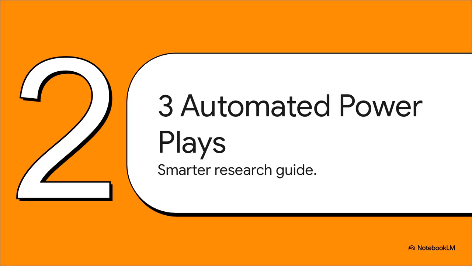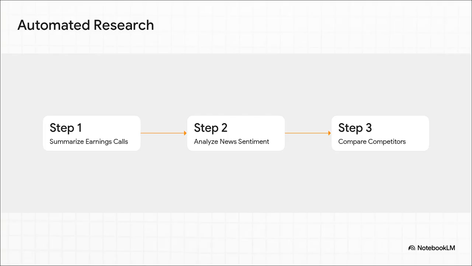All right, so how do we actually put this thing to work? I'm going to walk you through 3, let's call them power plays. These are simple, automated steps you can start using, like today, to make your whole research process so much smoother. Okay, here they are, our 3 game changers. First, we're going to summarize those long earnings calls. Second, we'll analyze news sentiment to see what the buzz is. And third, we're going to compare competitors head to head. These are going to save you so much time. Let's jump into the first one.